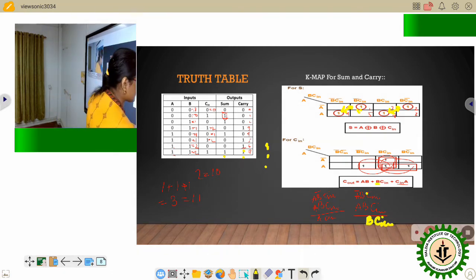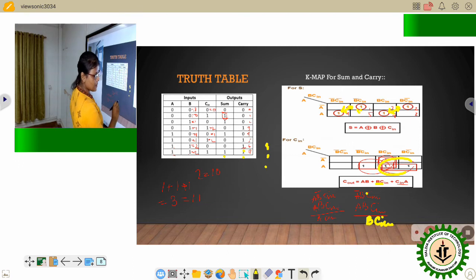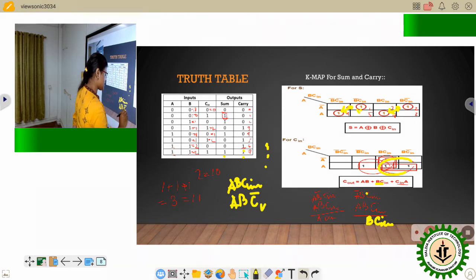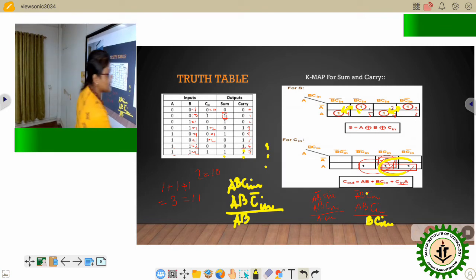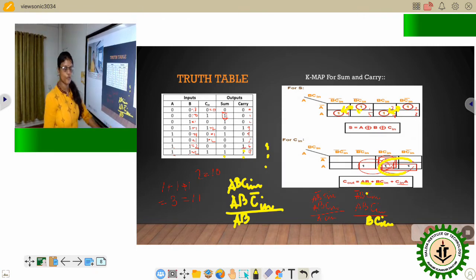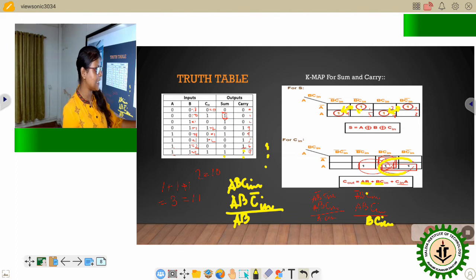Next, for these two, we are getting A B C in, and next A B C dash in. So here we are getting the answer as A and B. So for the carry output, we are getting AB plus B C in plus A C in.